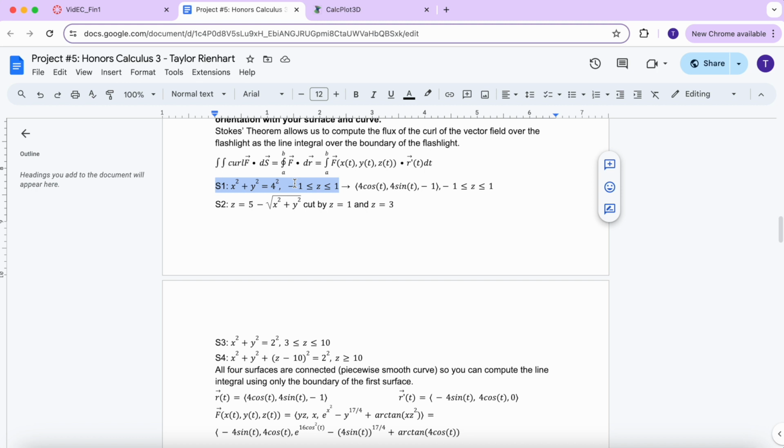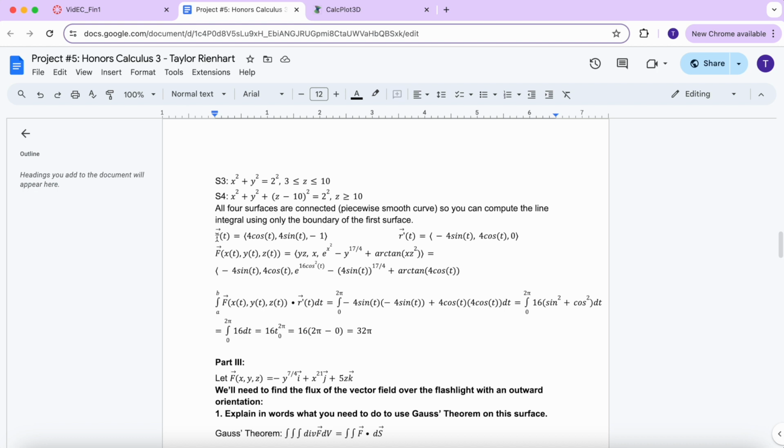Section 1 is x squared plus y squared equals 4 squared, which is a circle with a radius of 4. Now, S1 is a cylinder between -1 in the z direction and +1 in the z direction. Now, if we parameterize this as r cosine theta, r sine theta, and then the value of z, we end up with 4 cosine t, we are using t instead of theta, comma 4 sine t, and -1, because -1 is our z value at the very bottom of the flashlight, or the base.